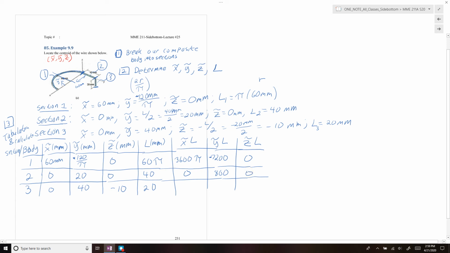Alright, and then for body number 3, x tilde times L would just be equal to 0. For y tilde times L, we would get 800. And then z tilde times L we would get minus 200.